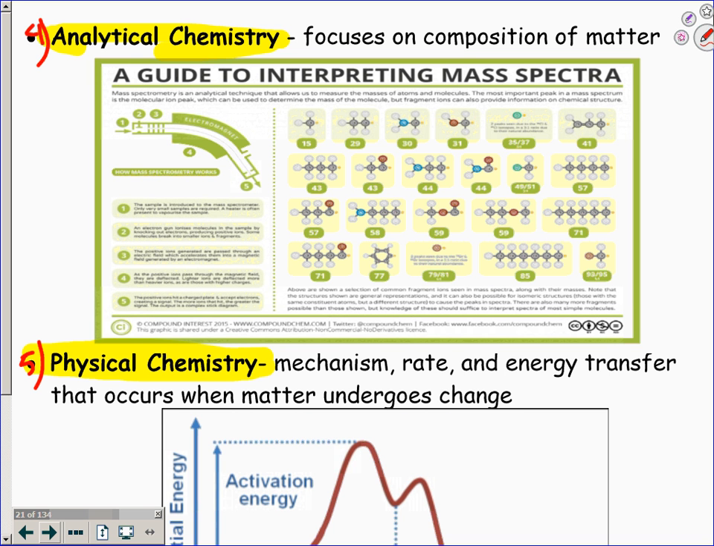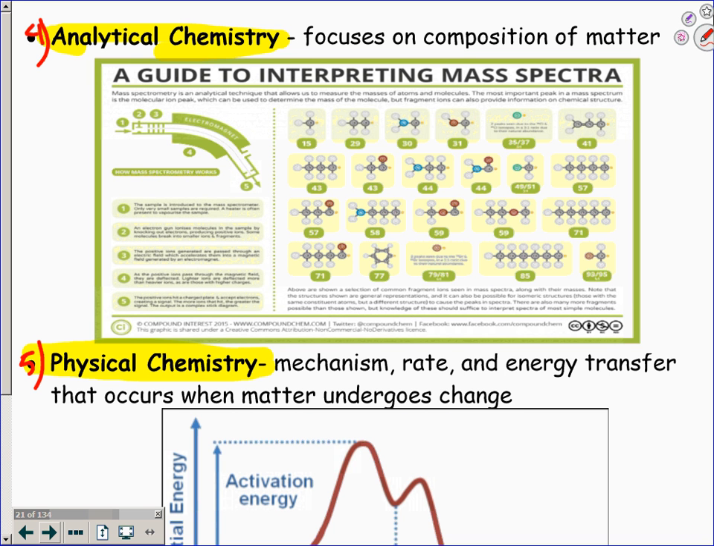So analytical kind of sounds like the word what? Analyze. So it means you're really getting nitpicky here, and you're looking at the details, and you're looking in depth at, in this case, composition of matter. And that means that you're looking at, what's the percent carbon, what's the percent hydrogen, what's the percent oxygen. And when you do that, it gives you a lot of information about what that compound could be used for or how it could be manufactured. This is just an idea of what could fall under analytical chemistry.